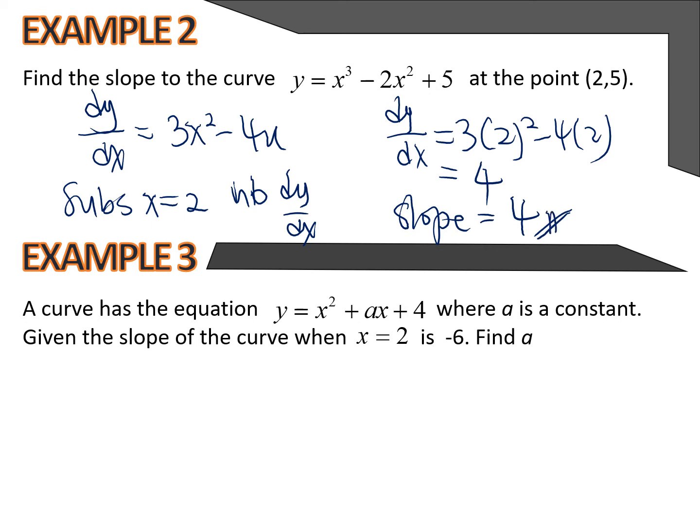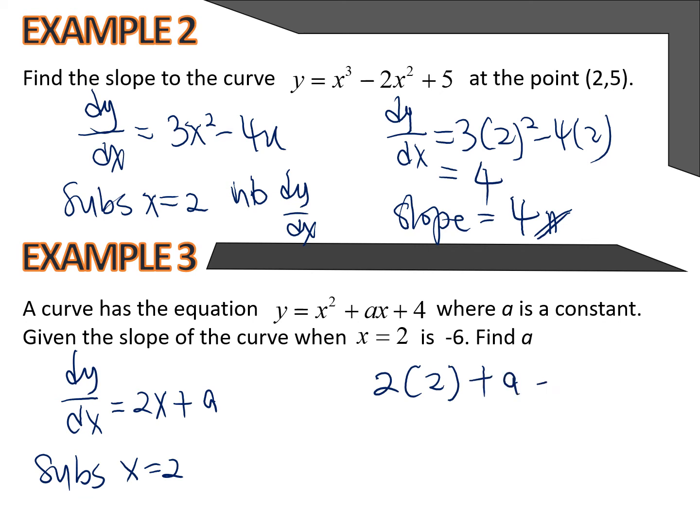Example 3. A curve has the equation y equals x squared plus ax plus 4, where a is a constant. Given the slope of the curve when x equals 2 is negative 6, find a. So we differentiate, dy/dx equals 2x plus a. When we substitute x equals 2, the slope here is negative 6. So 2 times 2 plus a equals negative 6. 4 plus a equals negative 6. So a equals negative 10.